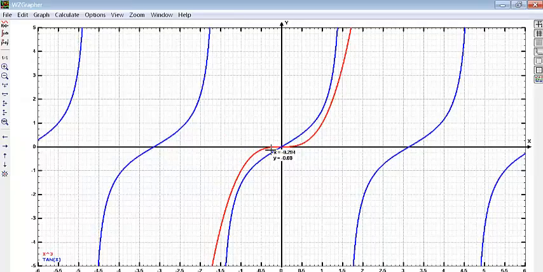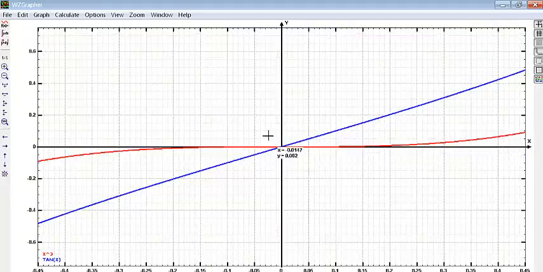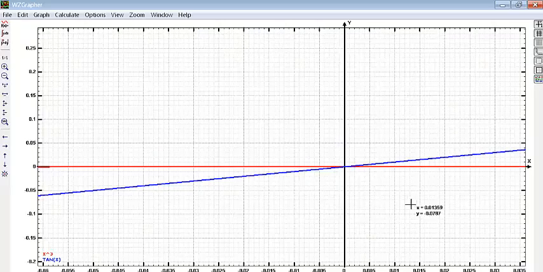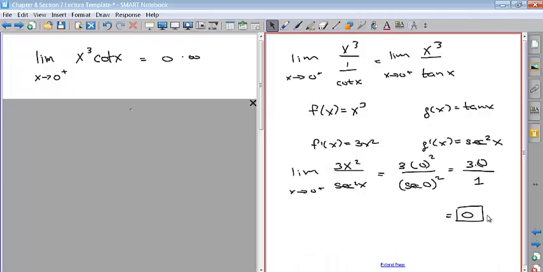So the red curve is x cubed, and the blue curve is the tangent. If we zoom in on 0, what you'll see is that the red curve approaches 0 much more quickly than the blue curve. So the numerator is going to be much smaller than the denominator. And as you approach 0, that difference becomes even larger. And so that's why the ratio is 0.